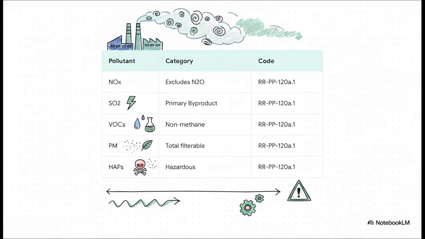Now, what's really interesting here is the official SASB metric. It's code RR-PP-120A.1, and it requires pulp processing facilities to specifically manage, measure, and report on 5 distinct categories of pollutants, all measured in metric tons. We've got nitrogen oxides, sulfur dioxide, volatile organic compounds, particulate matter, and hazardous air pollutants. So let's break these down one by one, because each one tells a slightly different story about the manufacturing process.